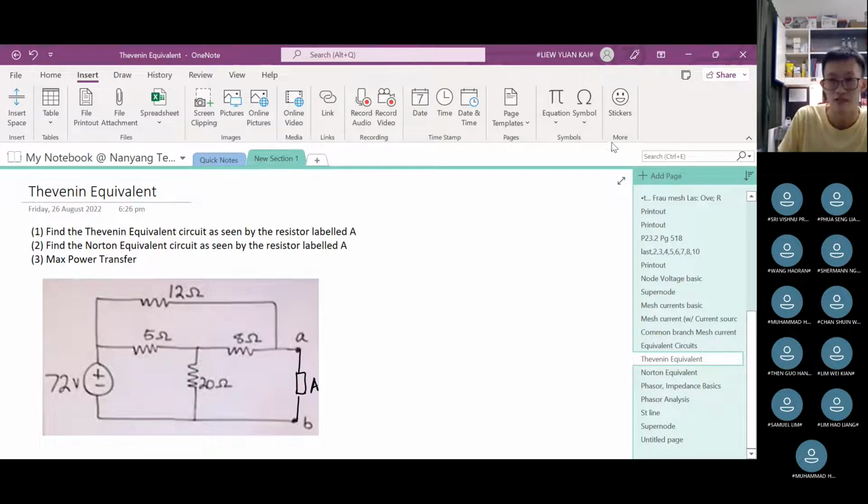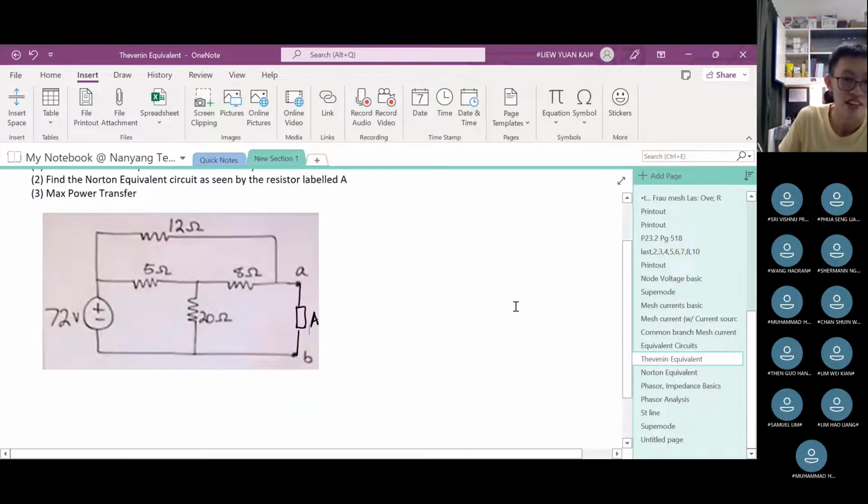Remember, what's the first step? Can anyone tell me in the chat? What's the first step? Remove the load. Yeah, okay. So what I said just now is find the open circuit voltage. Step 1 is always find the open circuit voltage.